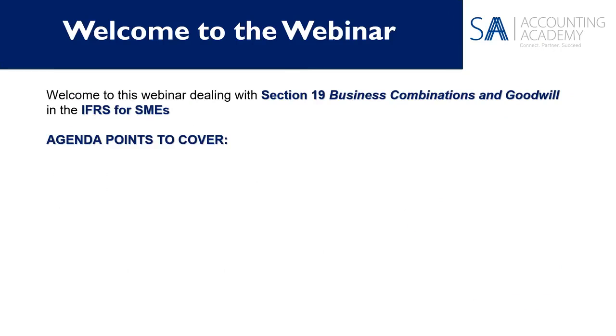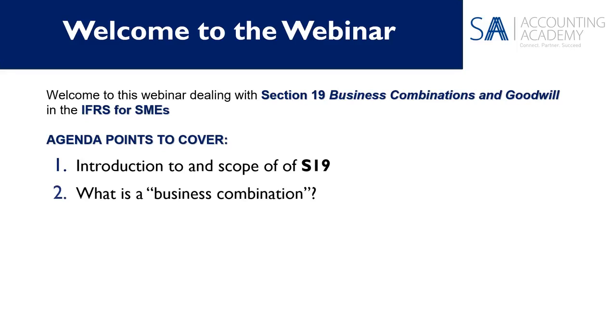And then I'd like to look at the agenda points that we intend to cover in this webinar. So as I said before, section 19, business combinations and obviously the resulting goodwill as per the IFRS for SMEs. So firstly, I want to just again give you an introduction to section 19 and the scope of that particular section of the IFRS for SMEs. Then we need to just have a look at the definition of what is a business combination, because we get various types of business combinations and we need to make sure that the business combination that we're looking at actually falls within the scope of section 19 of the IFRS for SMEs.